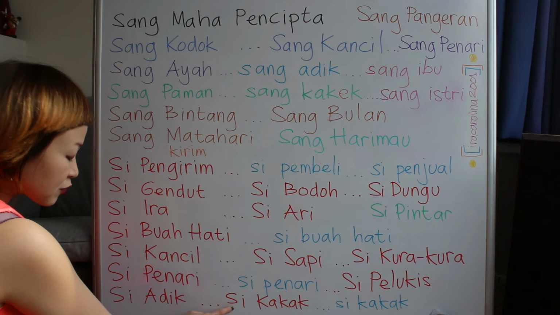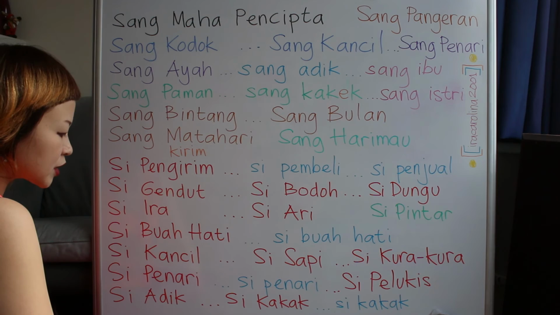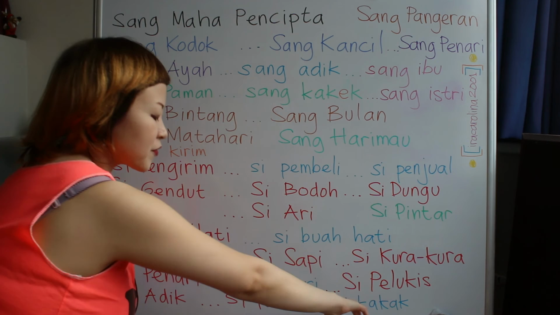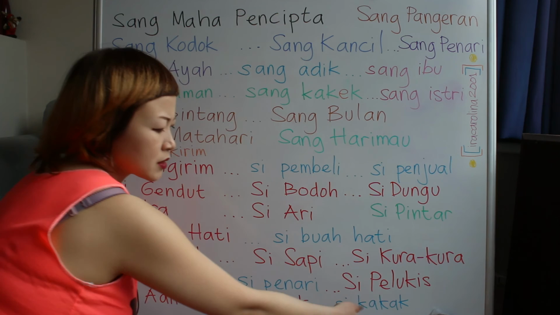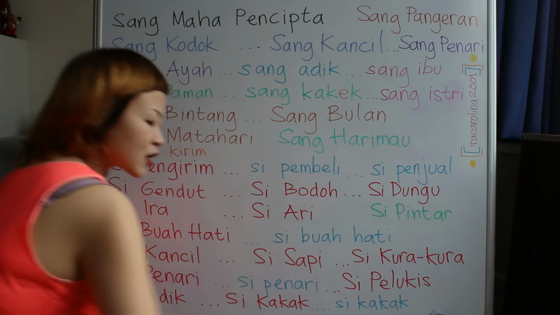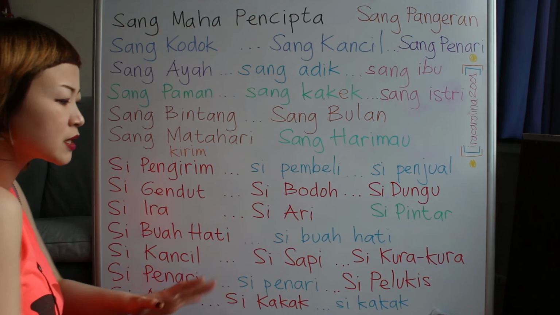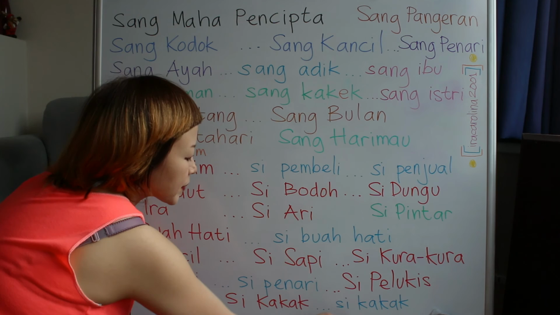This one also takes a big letter for initials if it is considered the star of the sentence or the object of the sentence. But this one, like the older brother or older sister or older sibling, si kakak, the older sibling, is not considered the star of the sentence, and of course not the subject because it doesn't start the sentence. If it's not the star of the sentence, we put a small letter for the initial.